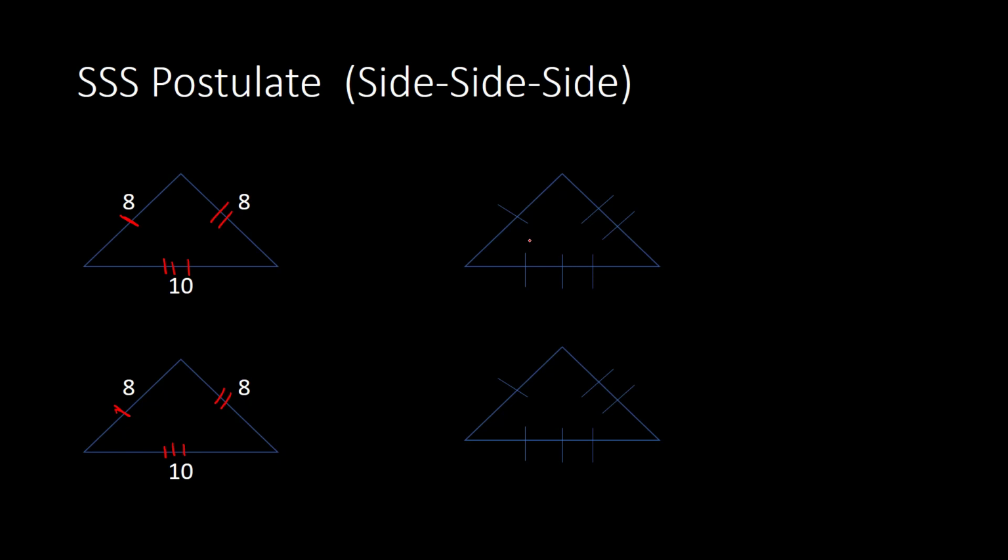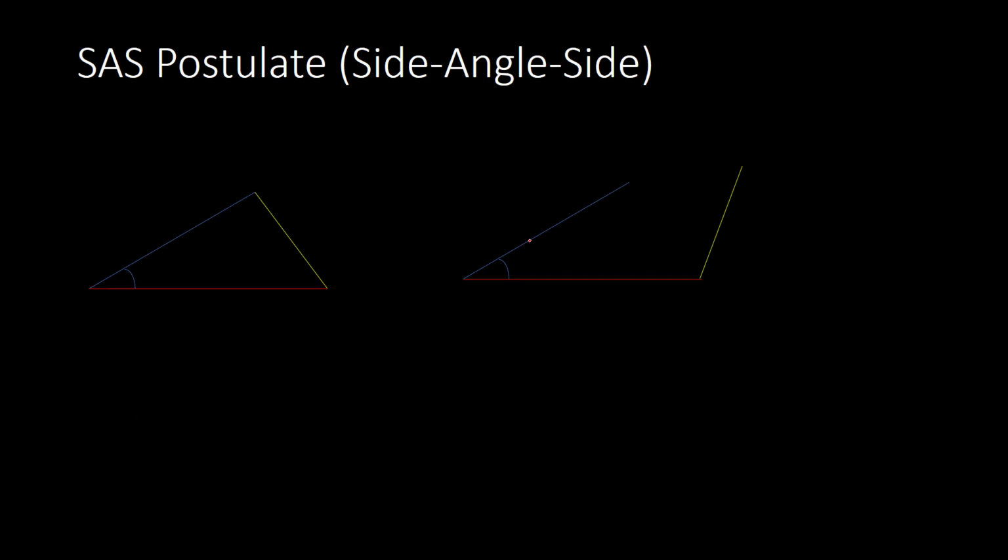and thus we have congruent triangles. The next postulate is called the side-angle-side postulate, meaning if we have a side congruent to another side, and then an angle congruent to this other angle, and then another side congruent to this other side, then we have congruent triangles. So notice on the right side over here, I created three segments with the same length as the first triangle, and this angle in the middle is the same as this one over here.